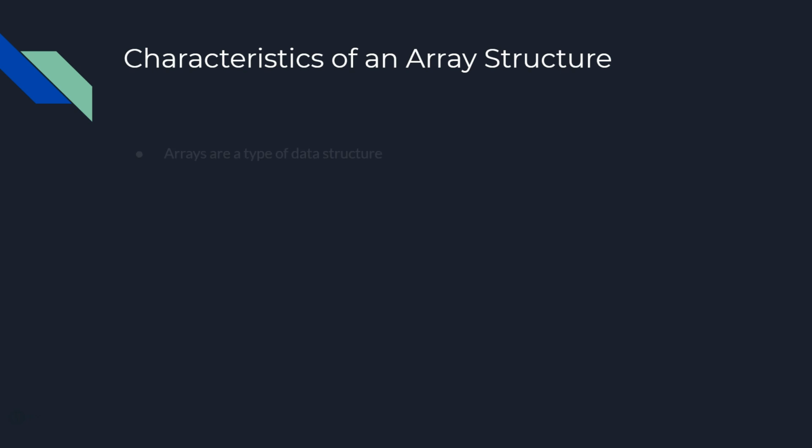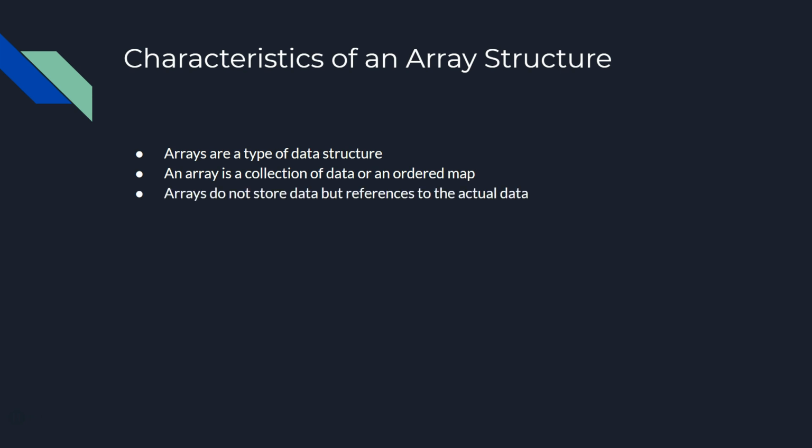So the characteristics of an array structure is that arrays are a type of data structure. Now there are many types of data structures, things like a list, a linked list, a hash table, a map. All these are different types of data structures, and arrays are one of them. An array is really just a collection of data, or also known as an ordered map. And because of that, arrays do not store data, but only the references to the actual data.